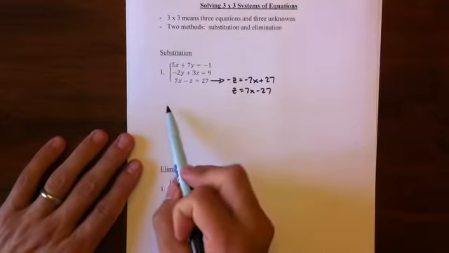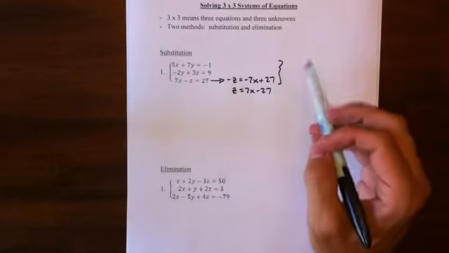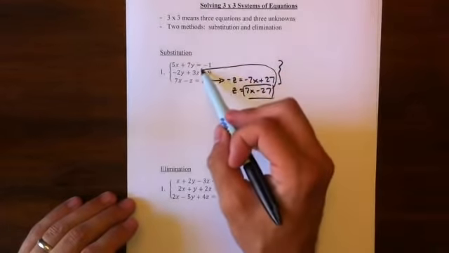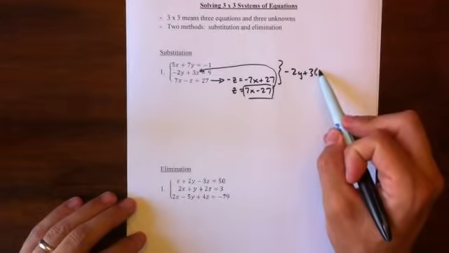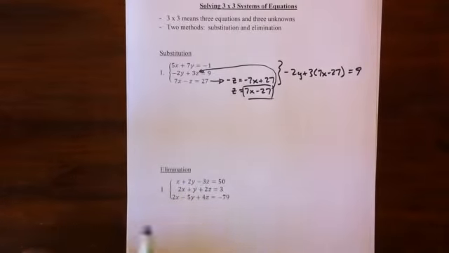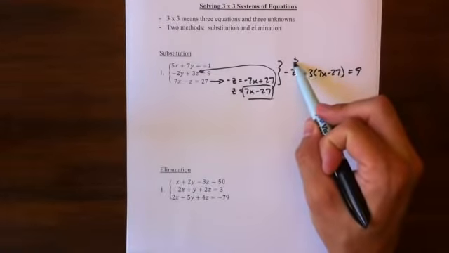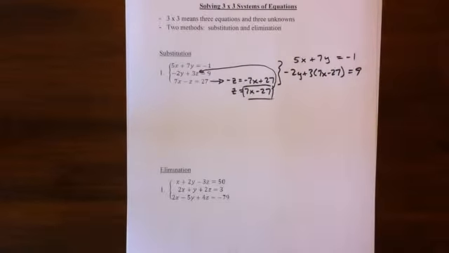So when I do that, let's do it over here. Once I take this, I'm going to plug it into here. So I'm going to get negative 2y plus 3, now instead of z, I'm going to write 7x minus 27, equals 9. So the whole point of that is, now I have the top one still. Top one says 5x plus 7y equals negative 1. And so what I'm trying to do is create a system of 2 equations, 2 unknowns, because we've done that enough that we can solve those pretty easily.